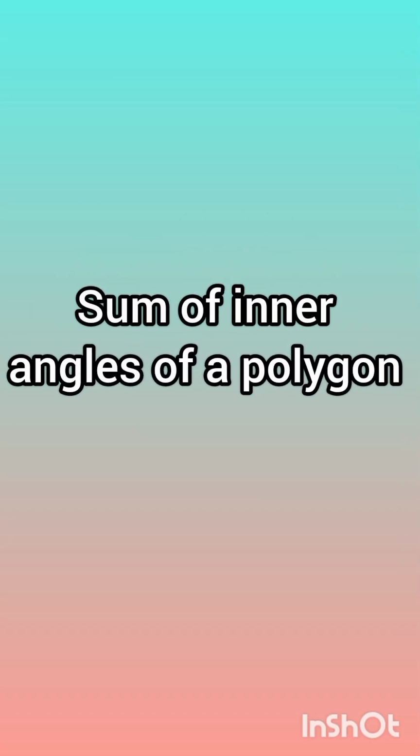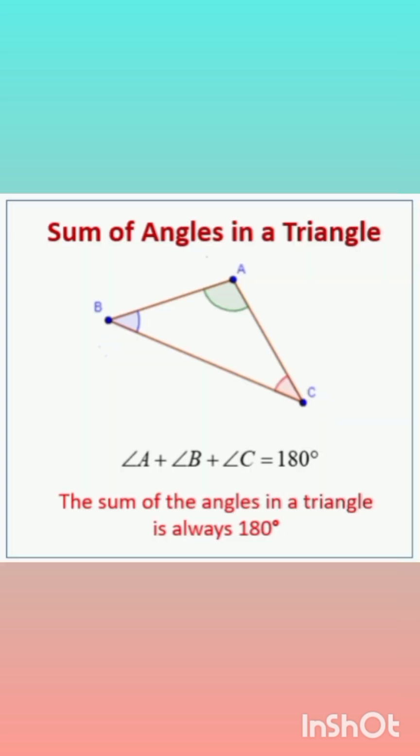Today we are going to discuss the sum of inner angles of a polygon. For that, first we consider the case of a triangle. In a triangle, we already studied that the sum of angles is always 180 degrees. A triangle is a 3-sided polygon. When you add its 3 angles, angle A plus angle B plus angle C will be equal to 180 degrees. For every triangle, the sum of inner angles will always be 180 degrees.